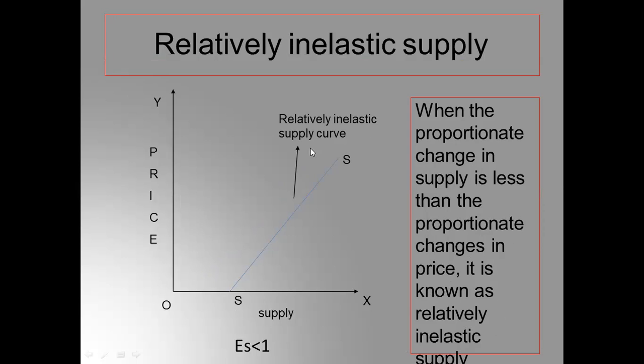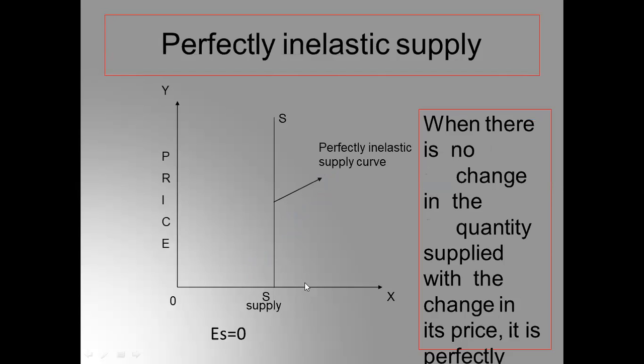Okay. So it is a relatively elastic supply curve where your elasticity of supply is going to be greater than the change in price, fine. Then you have the perfectly inelastic supply curve, children. When there is no change in the quantity supplied with the change in its price, it is perfectly inelastic supply. Okay, and ES is equal to 0.